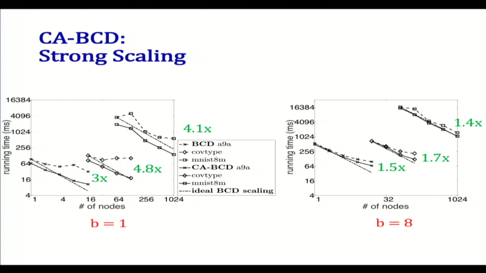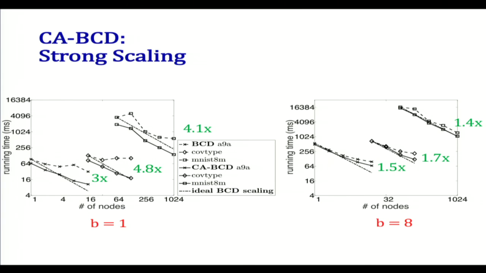Right? So what I'm going to plot here is the original block coordinate descent algorithm. That's going to be in these dotted lines. And then the solid lines are going to be the communication avoiding method. And all the different markers are the different data sets. And then I'm also going to plot the ideal scaling lines for each one of these data sets. So again, by ideal scaling, I just mean if I double the processors, I should get half the running time. Right? So it should be a 2x speed up.